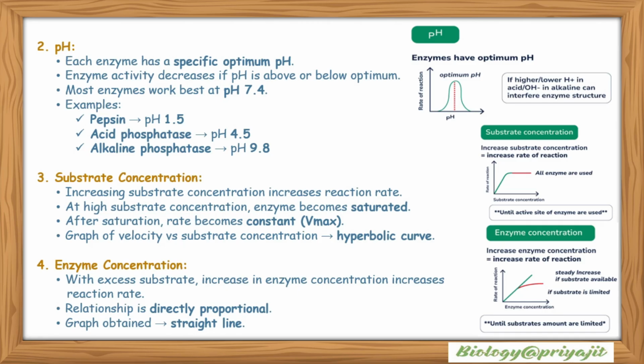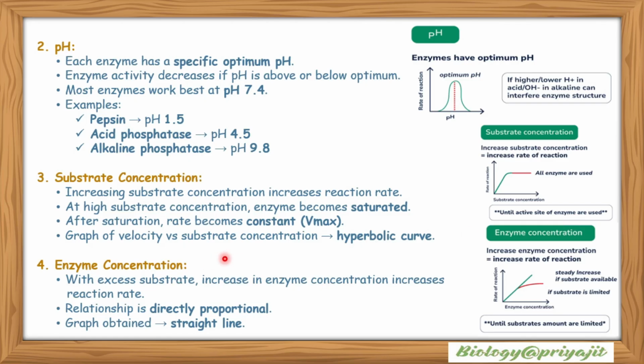Substrate concentration. Increasing substrate concentration increases the reaction rate of an enzyme catalyzed reaction. At high substrate concentration, the enzyme becomes saturated, and after saturation the rate becomes constant. So the reaction will reach Vmax, that is the maximum velocity. The graph of velocity versus substrate concentration gives a rectangular hyperbola. Increased substrate concentration causes increased rate of reaction until the active sites of the enzyme are used.